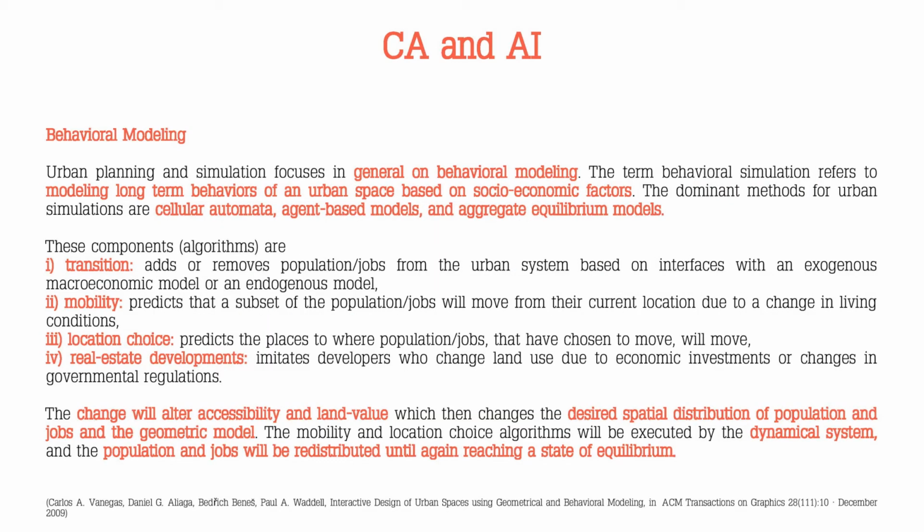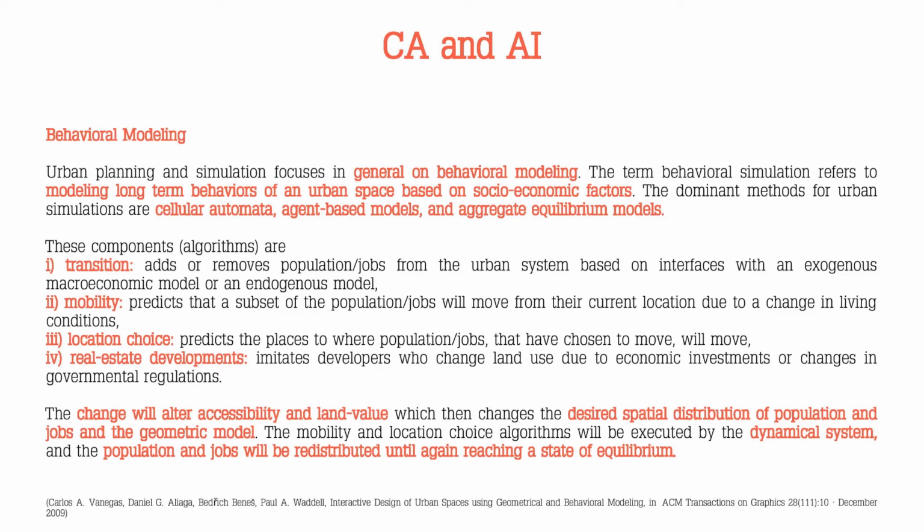So the behavioral modeling, which is based on this kind of overlapping of different techniques, is based on 4 different components, which are algorithms: transition, mobility, location choice, real estate developments. We read together. Number 1, transition. Add or remove population, jobs from the urban system based on interfaces with an exogenous macroeconomic model or an endogenous model. Number 2, mobility. Predicts that a subset of population and jobs will move from their current location due to a change in living condition. Location choice predicts the places where the population and jobs that have chosen to move will move.